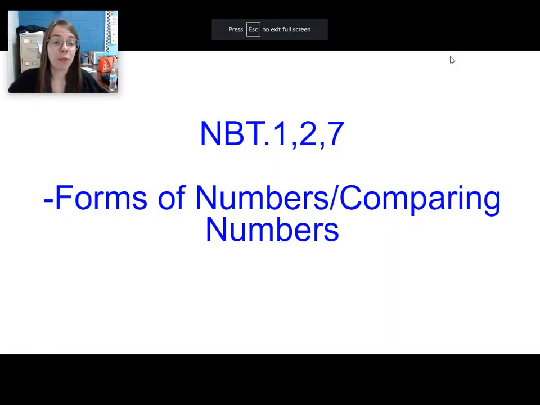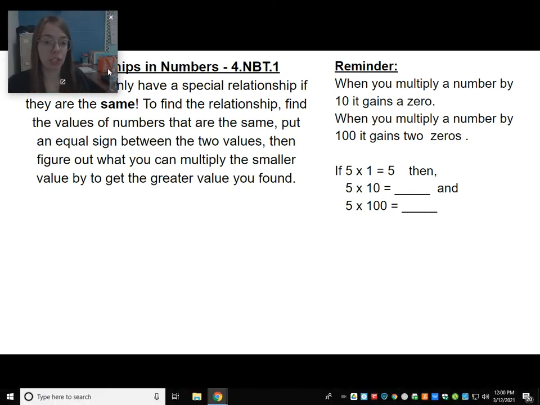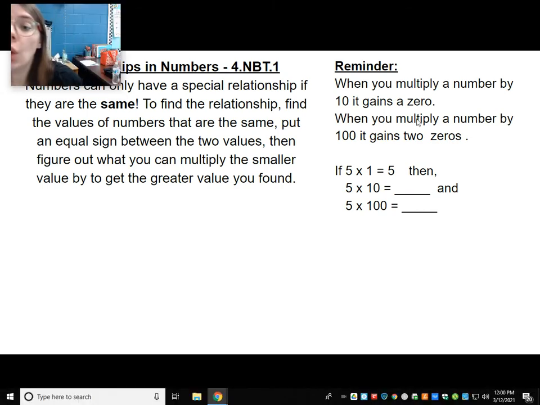So going along with forms of numbers, numbers can have special relationships with each other. Because remember, when you multiply a number by 10, it gains a 0. So like 5 times 1 is 5. But if you do 5 times 10, you're still multiplying 5 by 1. You're just gaining a 0 since it's a multiple of 10.